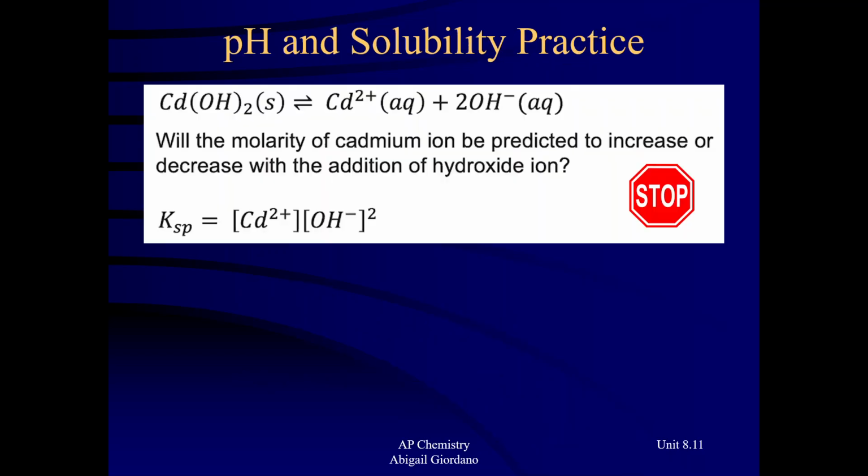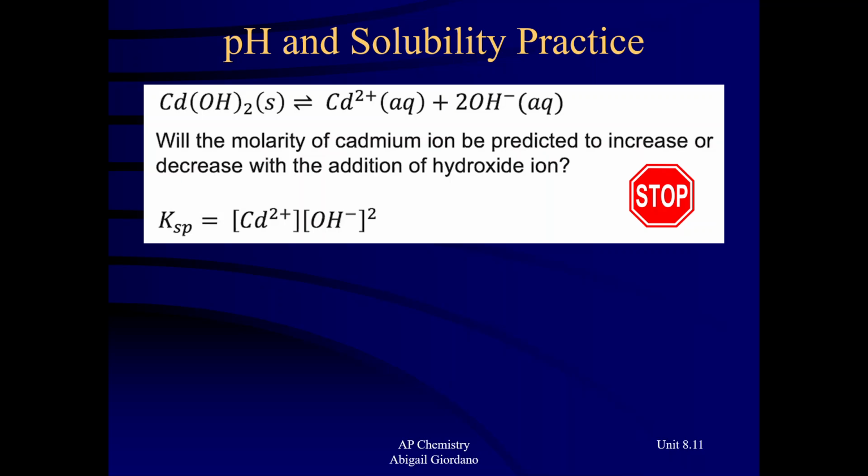So let's look at some practice problems. And again, we're looking back to Unit 7 a little bit with KSP. You can see that there's a KSP expression there. We've got the reaction for the dissolving of cadmium hydroxide, and the question says, will the molarity of the cadmium ion, just that ion, be predicted to increase or decrease with the addition of hydroxide ions? So pause the video here, see how you do with it.